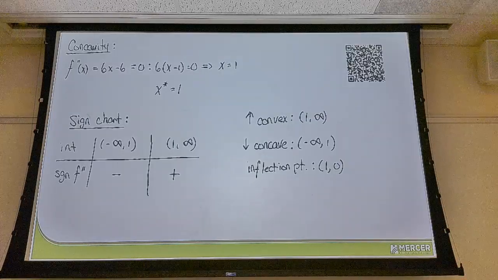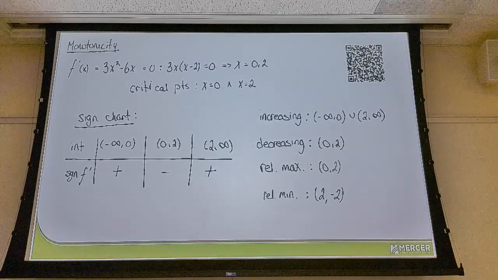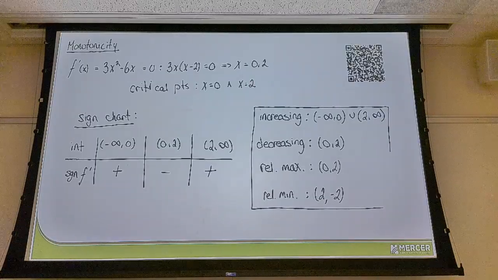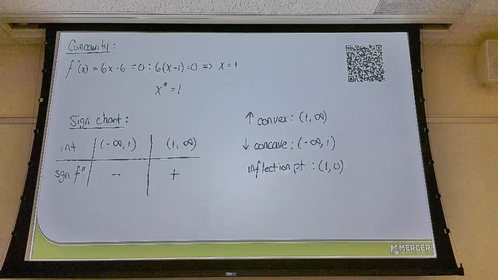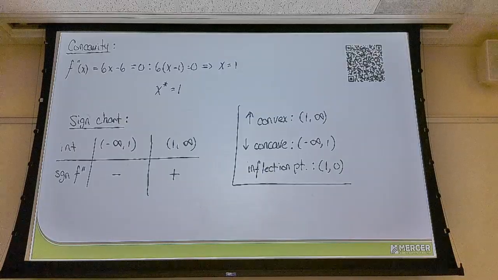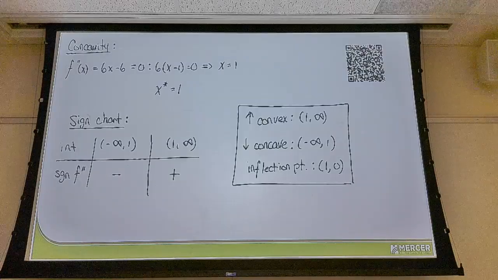I am too lazy to rewrite everything. So there's the increasing and decreasing along with extrema. So that's the first derivative analysis. And there's your concavity with the inflection point. That is your second derivative analysis.